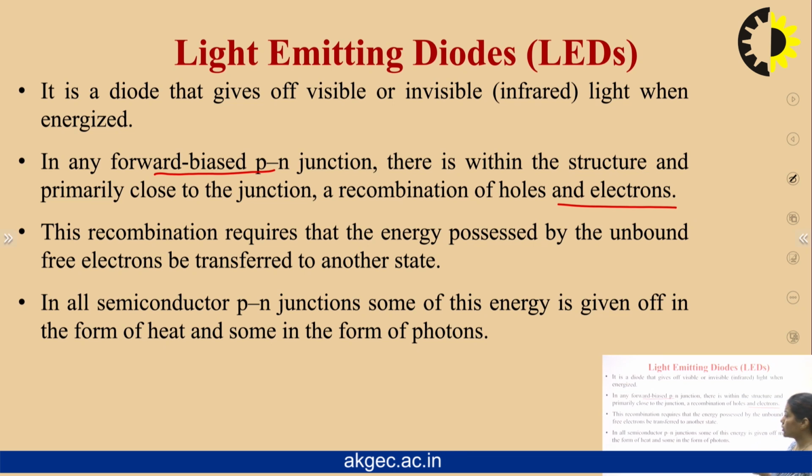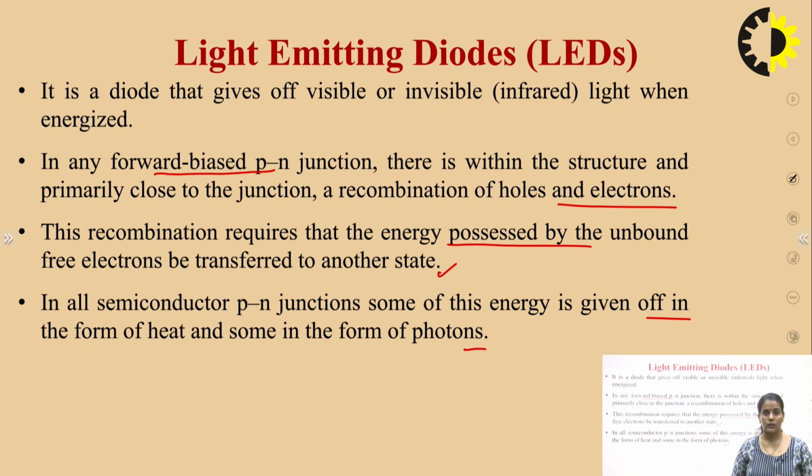This recombination requires that the energy possessed by the unbound free electrons be transferred to another state. In all semiconductor p-n junctions, some of this energy is given off in the form of heat and some in the form of photons. It depends on what type of materials we are using. In light emitting diodes, the materials used are direct band gap semiconductors, such as gallium arsenide phosphide. By using them, we can generate light as the output. But in the case of germanium and silicon, no light energy is produced as the output.